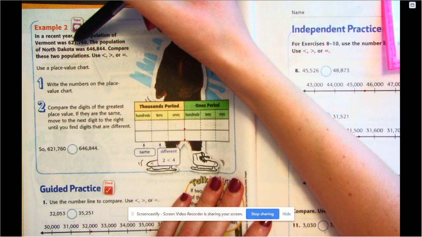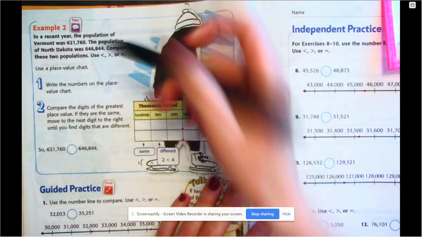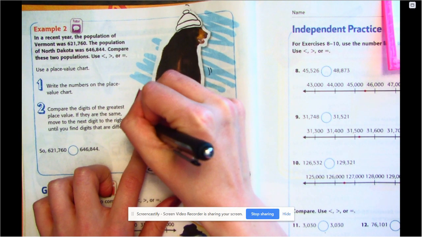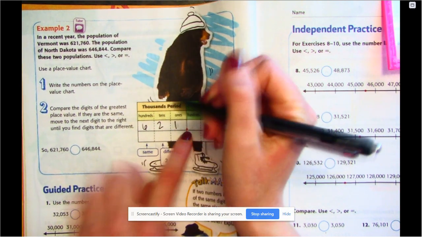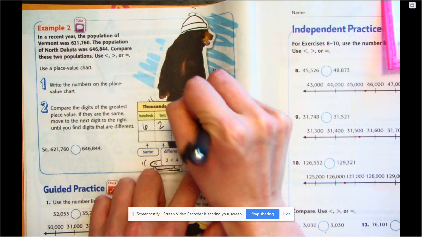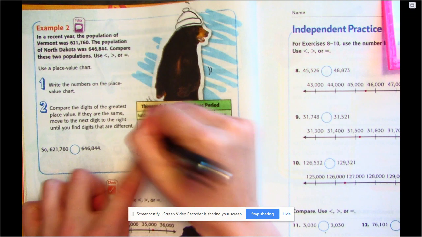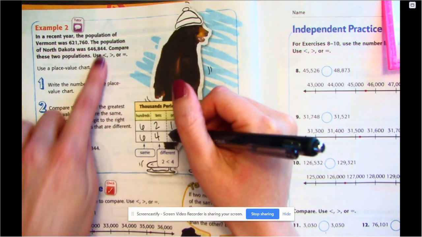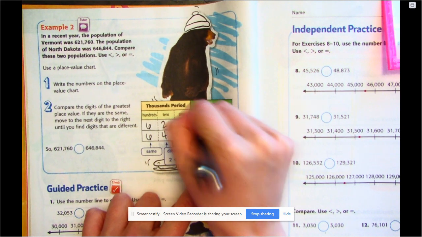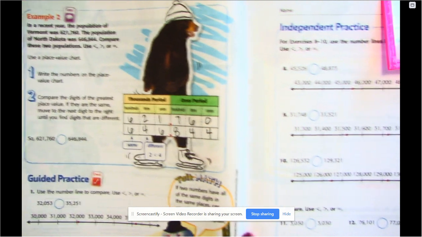I'm going to start with the first one. 621,760. And then I've got 646,844. And they want us to compare these numbers.